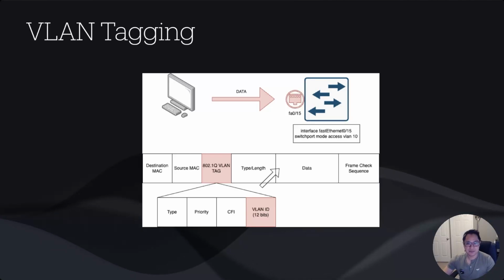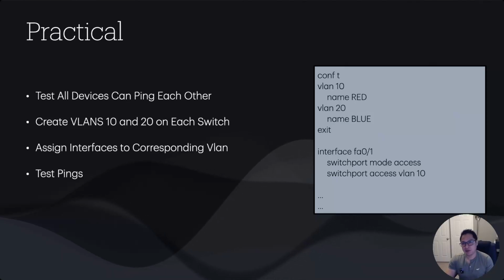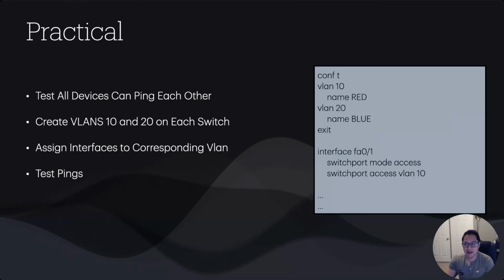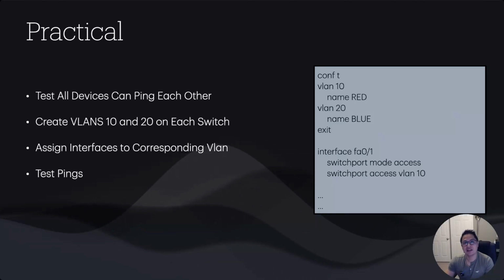Does that make sense? Let's see it in action. So let's jump over to a quick practical where we are going to configure some VLANs. I'm going to have a really basic topology. And the first thing I'm going to do is see if all these computers can ping each other. When it starts, they're all going to be on the default VLAN. The default VLAN is just unconfigured. Then we're going to create VLANs 10 and 20 on each switch.